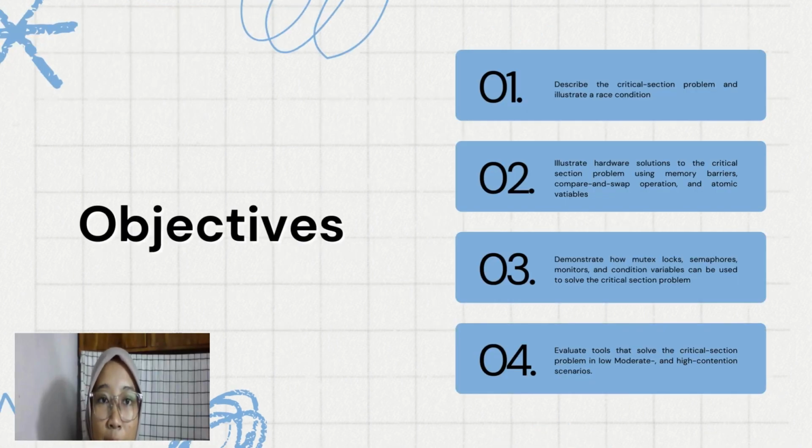The objectives of this chapter are to describe the critical section problem and illustrate a race condition. Illustrate hardware solutions to the critical section problem using memory barriers, compare-and-swap operations, and atomic variables. Demonstrate how mutex locks, semaphores, monitors, and condition variables can be used to solve the critical section problem. And the last one, evaluate tools that solve the critical section problem in low, moderate, and high contention scenarios.